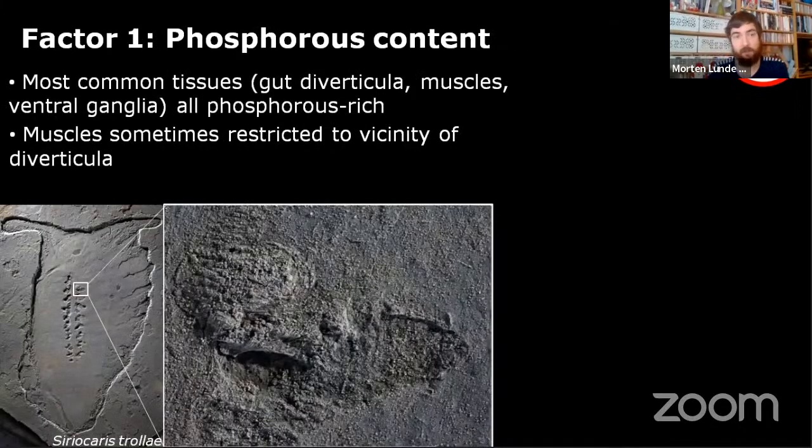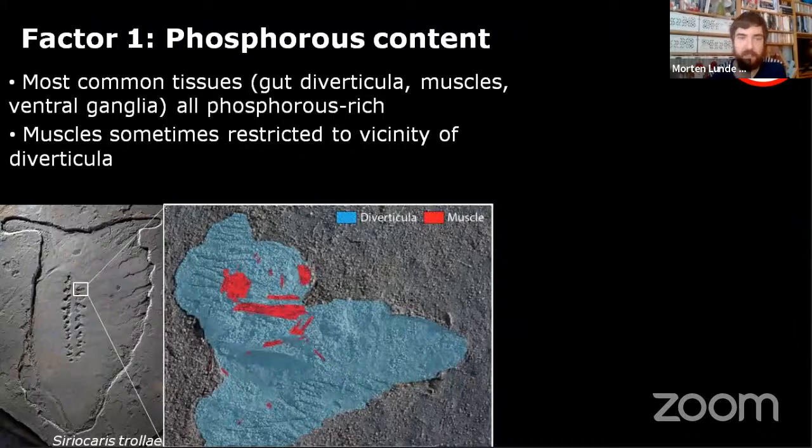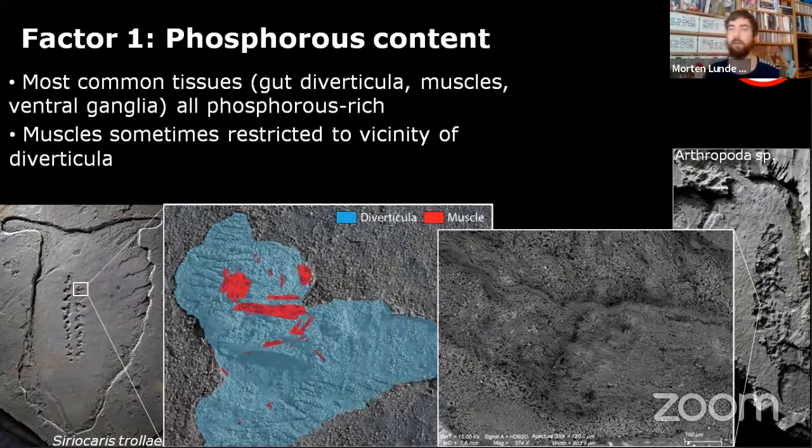So all the tissues, or at least the most common tissues to phosphatize in Sirius Passet, are pretty rich in phosphorus. It's digestive systems, muscles, and these ventral ganglia. But sometimes the muscles are restricted to the immediate vicinity of the gut diverticulae, as seen on this illustration here, where muscle is the red and occurs as patches around the diverticulae. Diverticulae being these pouches that sit on the digestive tract of the gut. Sometimes the patches are a bit larger and it becomes this confused mass around the diverticulae in the axial region.